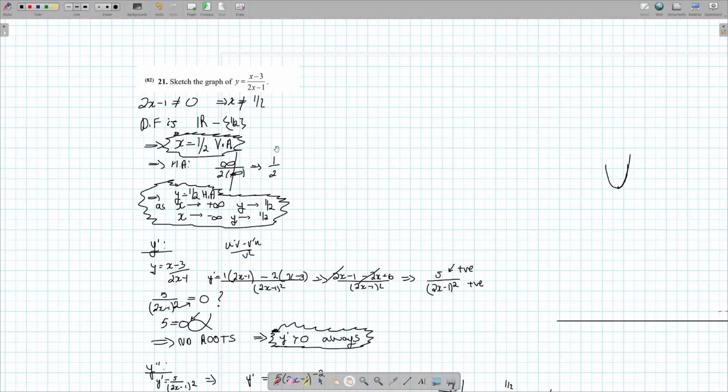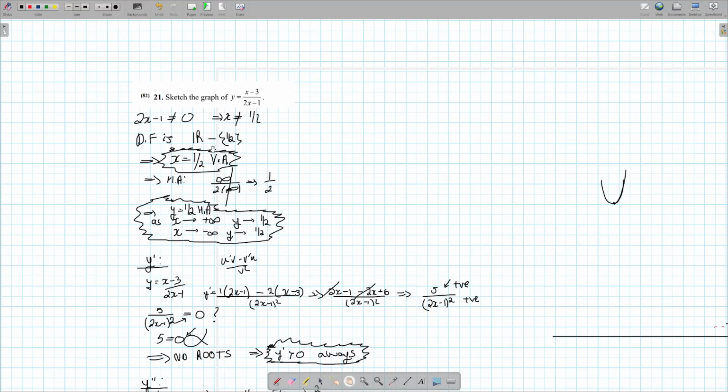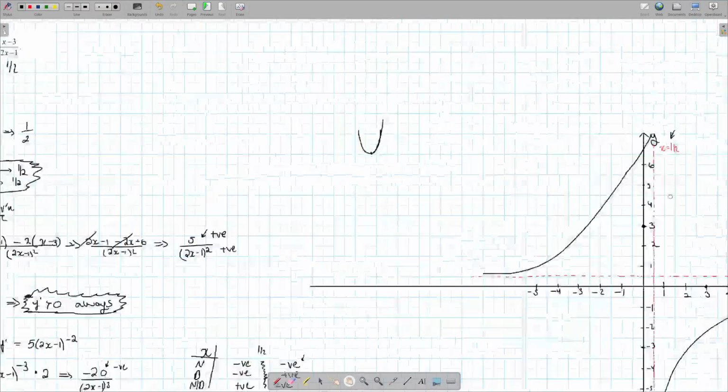Also, your excluded x value will be your vertical asymptote. Then the horizontal asymptote, you all know how to find it. Just plug in x equals infinity, and you're going to get half in this case. Okay, so y equals half is my horizontal asymptote.